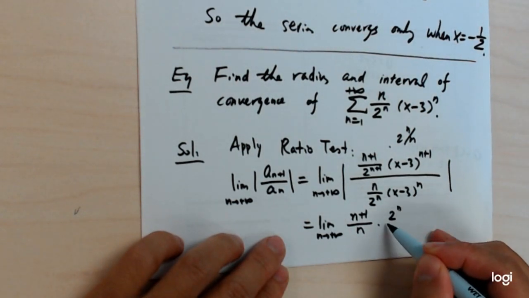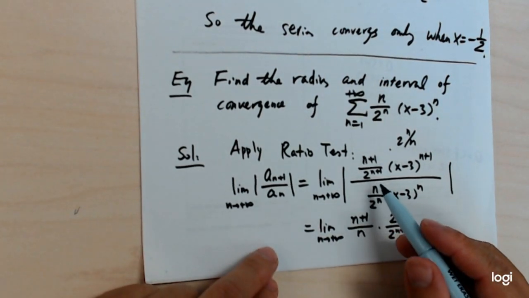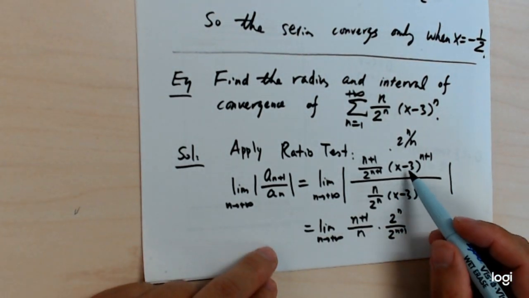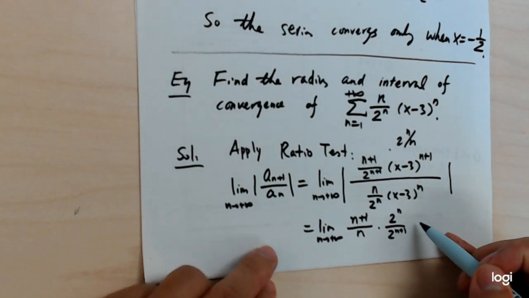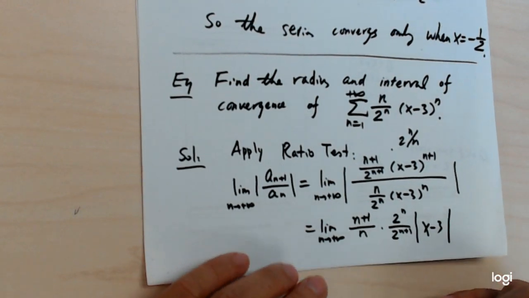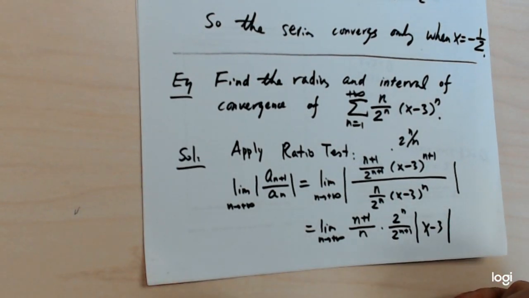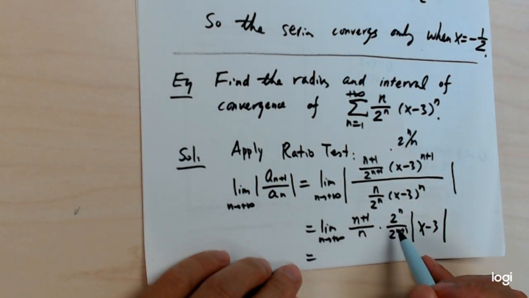2 to the n on the top over 2 to the n plus 1. So we're trying to associate the similar terms. For those two guys, we can obviously cross off x minus 3 to the n. So we just have x minus 3 with the absolute value sign. This one goes to 1, and that is just 1/2.